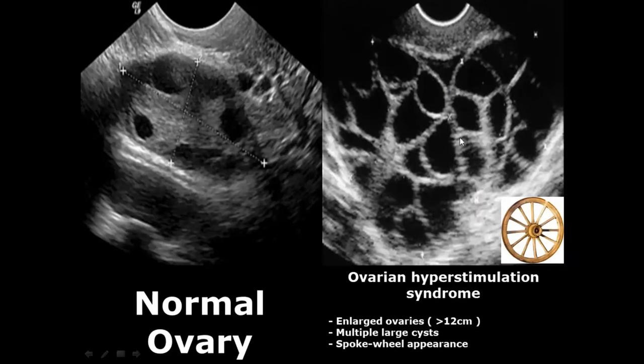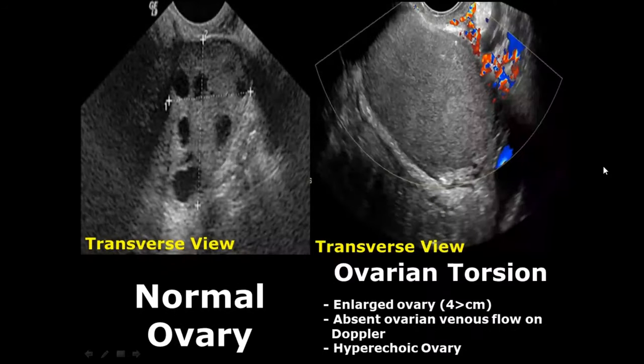In ovarian hyperstimulation syndrome, the ovaries are enlarged, which could be more than 12 centimeters. They have lots of cysts, and these cysts give a spoke wheel appearance. In ovarian torsion, the ovary can appear enlarged, could be more than 4 centimeters. There will be absence of blood flow on Doppler.